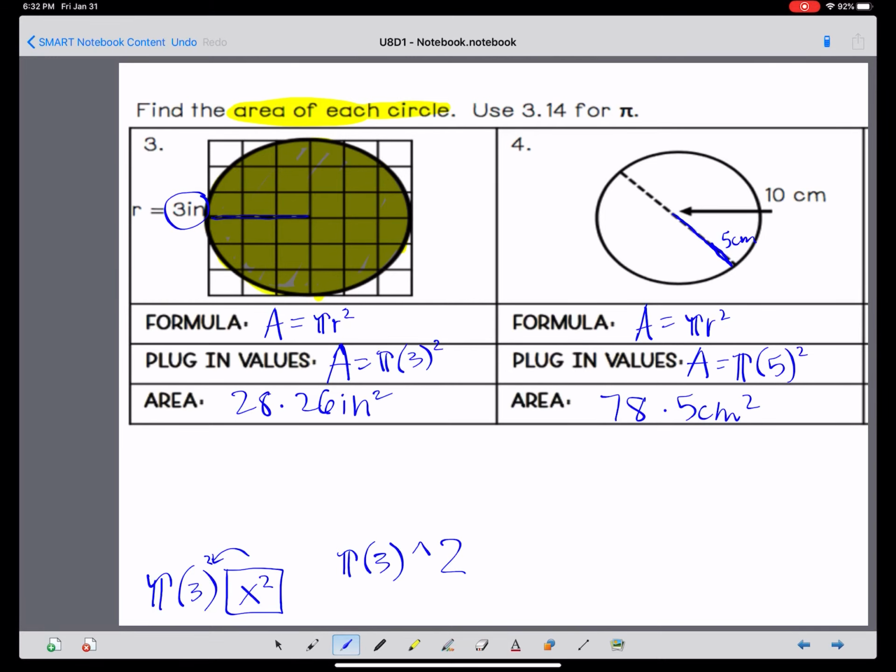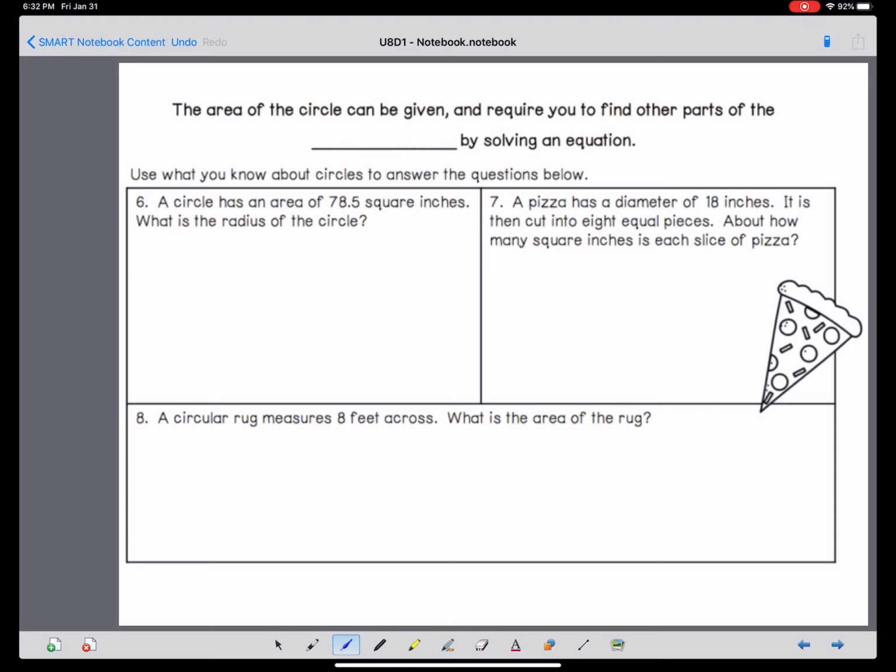All right, and the last slide says the area of the circle can be given and require you to find other parts of the formula by solving an equation. Scratch that. I'm going to erase all of this and take my time and write it nice. Much better. Okay, so a circle has an area of 78.5 square inches. What is the radius of the circle?